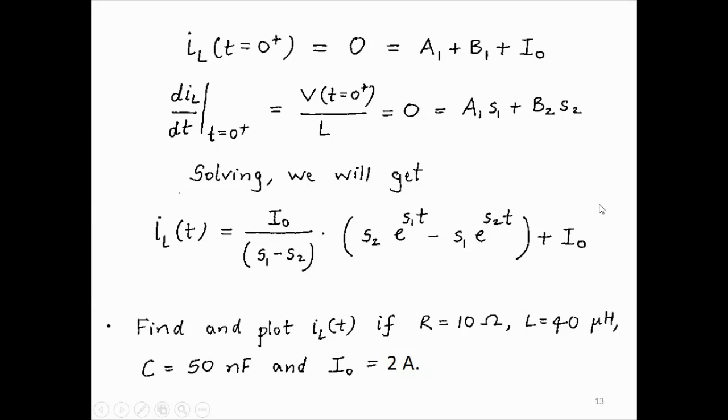I am actually leaving it to you to find I_C of t and V of t. V is straightforward, it is L dI_L/dt, so you can just differentiate this and find V and find I_C also. Alright, so please do that as homework. Also, plot I_L of t if these values are given. So R, L, C and I0 are given. So you substitute these here and make a plot of I_L, because as I had said earlier, it is important to learn to plot these functions, these expressions.